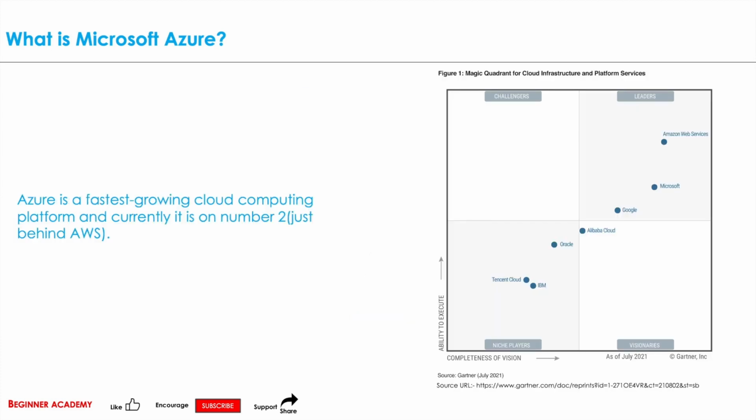In the next slide, you can see a screenshot of a magic quadrant for cloud infrastructure and platform services. Here you can clearly see Microsoft Azure in the second spot, just behind AWS. By the way, this screenshot's source is Gartner, which was released in July 2021.